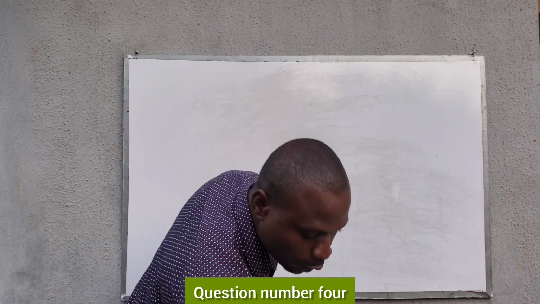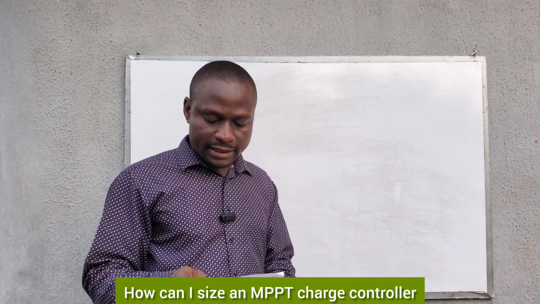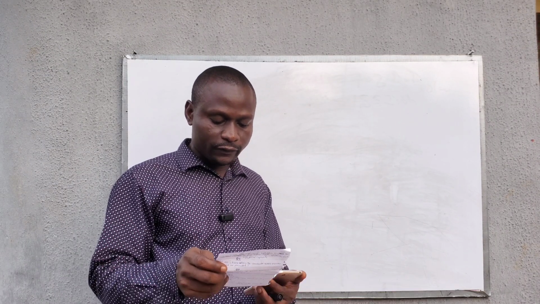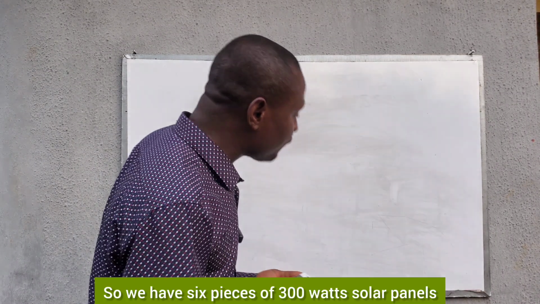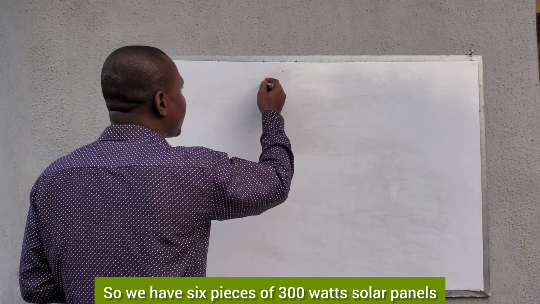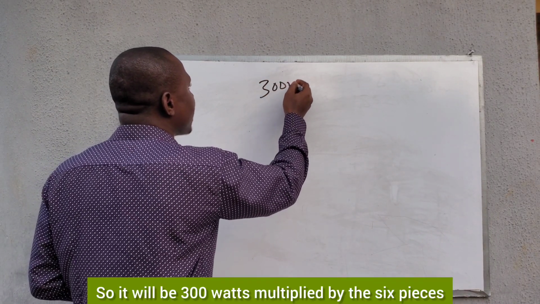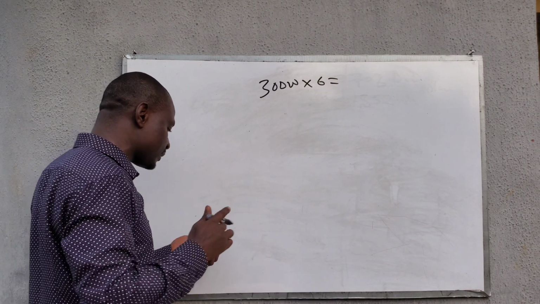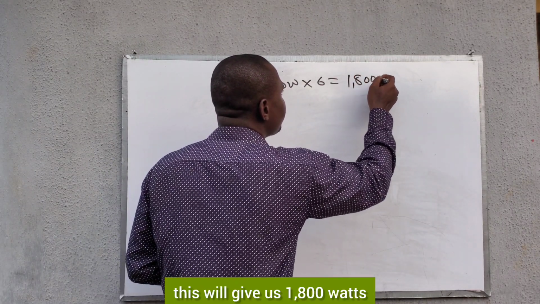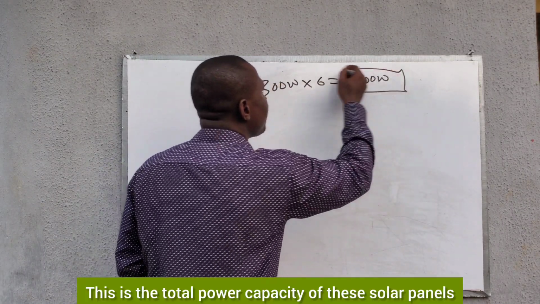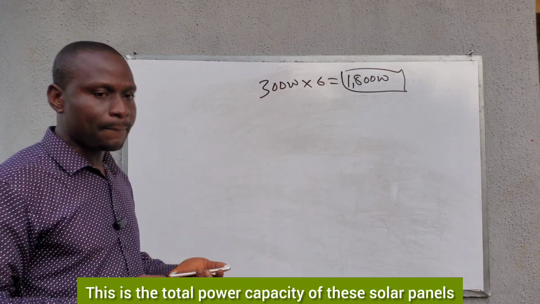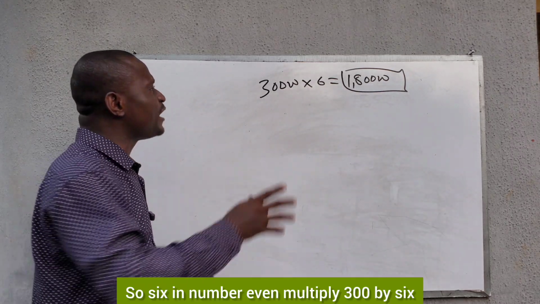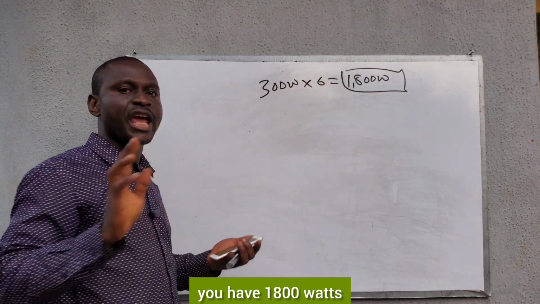Question number 4. How can I size an MPPT charge controller for a 24-volt battery bank using 6 pieces of 300-watt solar panels? So we have 6 pieces of 300-watt solar panels. So it will be 300 watts multiplied by the 6 pieces. We have 300 multiplied by 6. This will give us 1,800 watts. This is the total power capacity of these solar panels. They are rated 300 watts and they are 6 in numbers. So if you multiply 300 by 6, you have 1,800 watts.